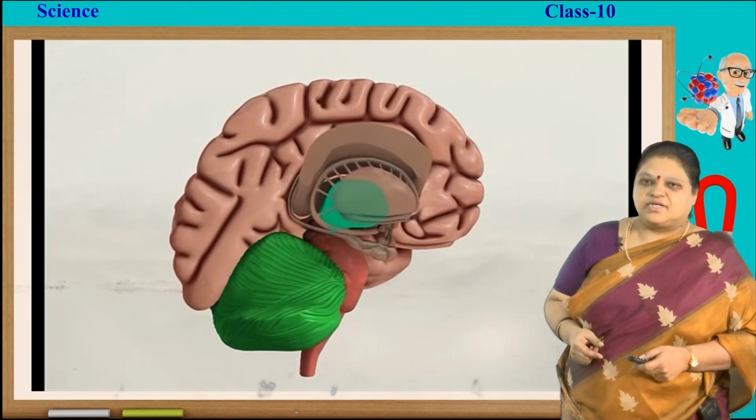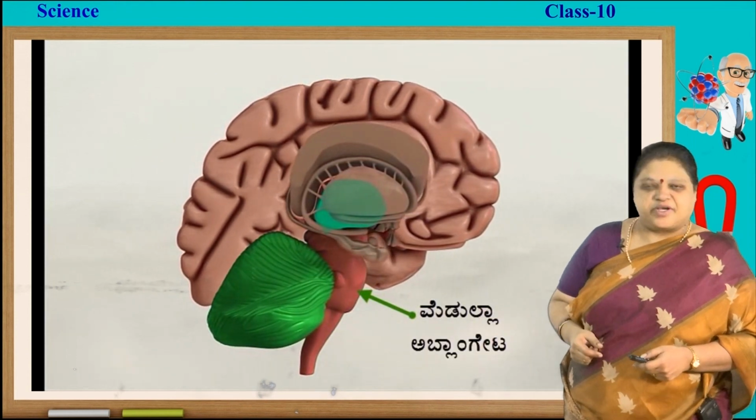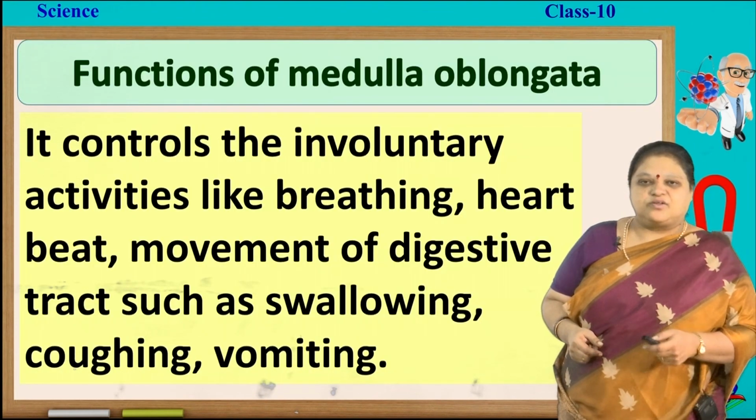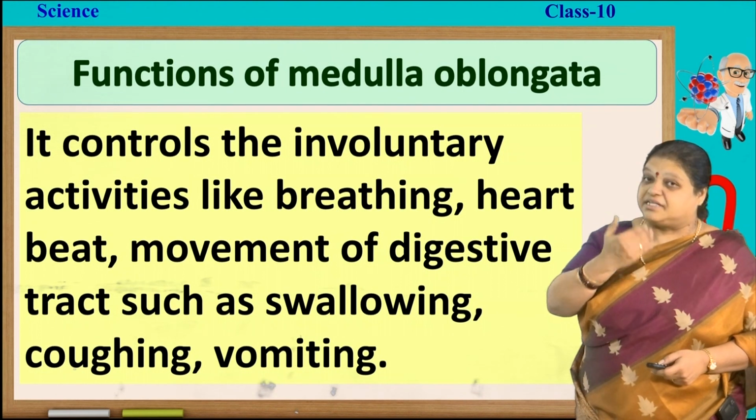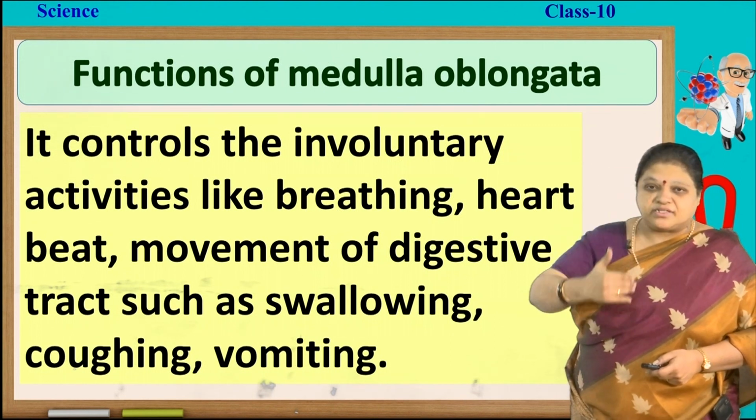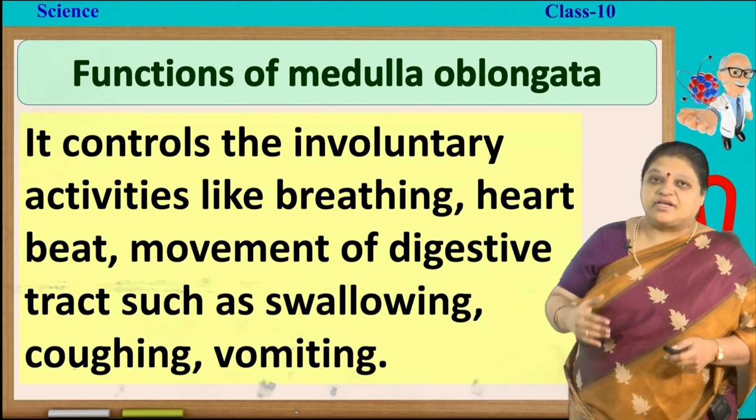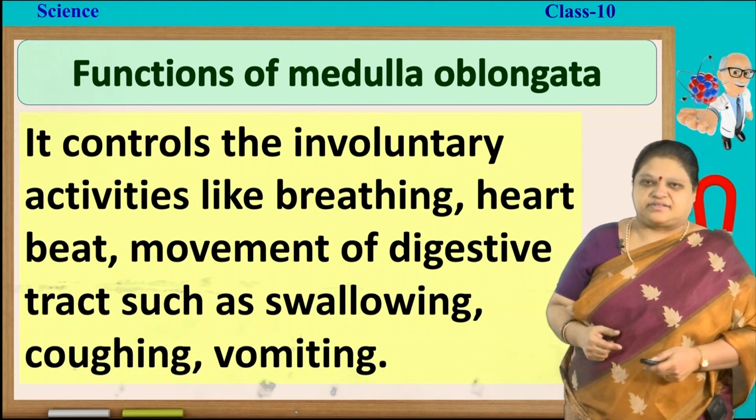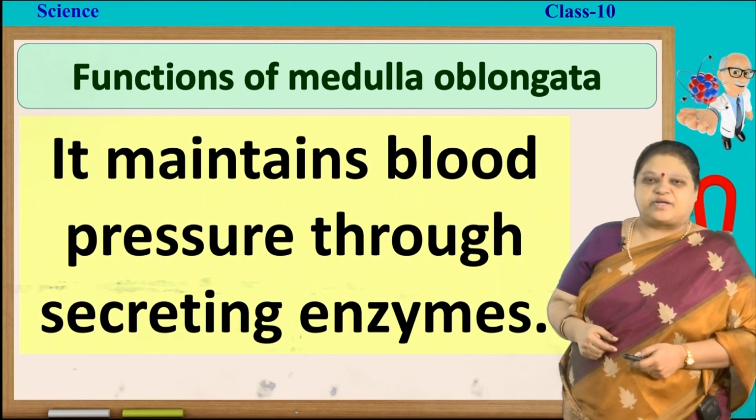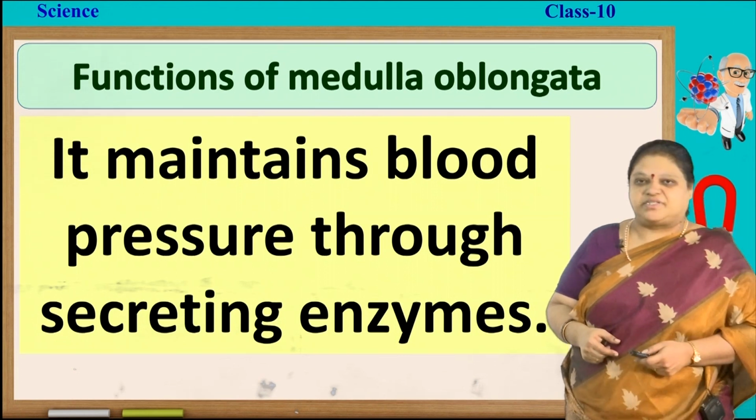Next you can see another part, that is the medulla oblongata. It controls involuntary actions like breathing, heartbeat, and movement of the digestive tract such as swallowing, coughing, vomiting, etc. Next, it maintains blood pressure through secreting enzymes.